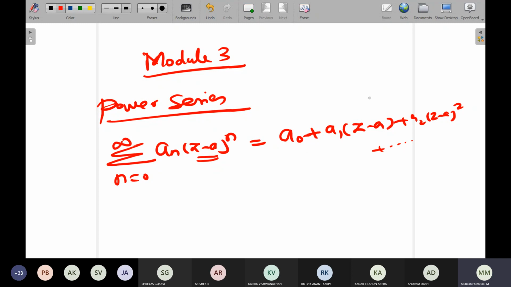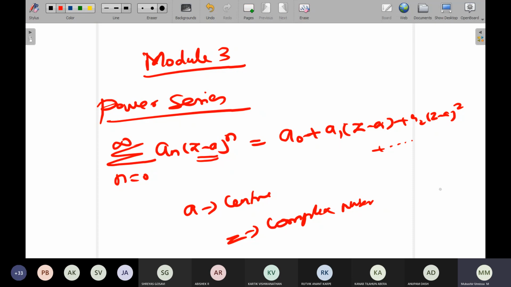So what is this a? a is called the center of the series. What is this z? z is your complex number. a is the center of the series and this a_0, a_1, a_2, etc. are constants, the coefficients.